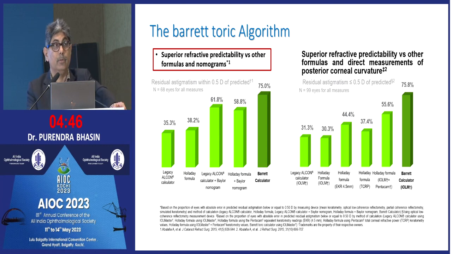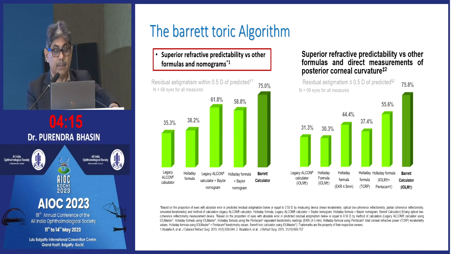Now coming to the formula, what formula should we use? As of date, various formulas are available to us, but the Barrett Toric Calculator formula has shown its superiority in the majority of patients, and I am using that only in all my patients. But other formulas are also available. In extremes of myopia or hyperopia, you have to be very, very careful and very selective in doing such cases.